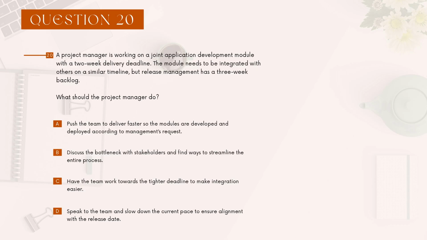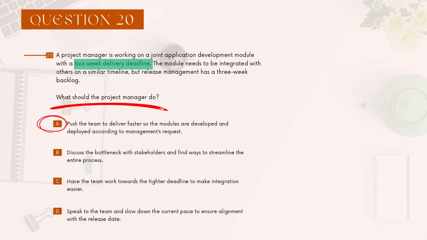Project manager is working on a joint application development module with a 2-week delivery deadline. The module needs to be integrated with others on a similar timeline, but release management has a 3-week backlog. What should the project manager do? So we have this joint application. And we have a 2-week delivery deadline. The module needs to be integrated with others on a similar timeline, but release manager has a 3-week backlog.